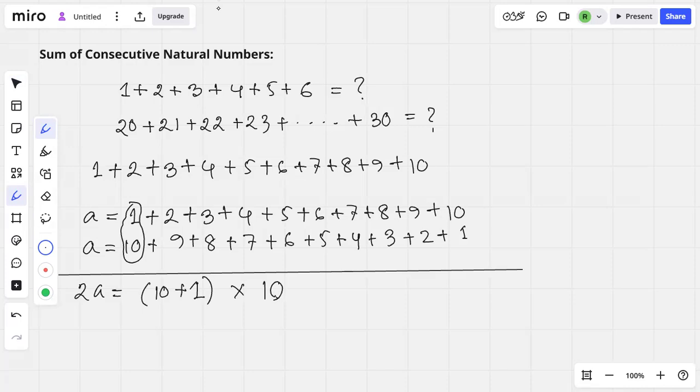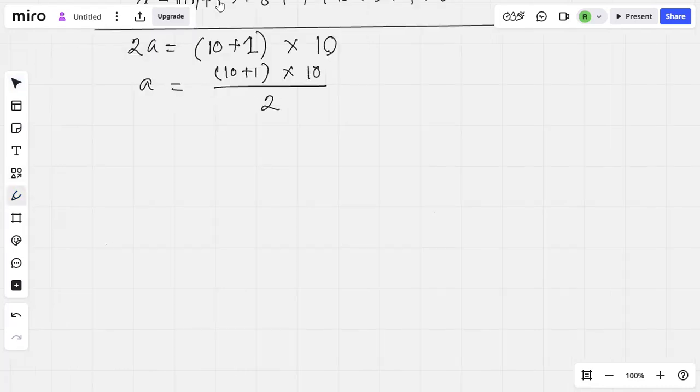So we need to find actually A. That is why 2a equals to this, so we can easily write a equals to 10 plus 1 multiplied by 10 divided by 2. This is the formula to find the sum from 1 to 10, the sum of natural consecutive numbers.